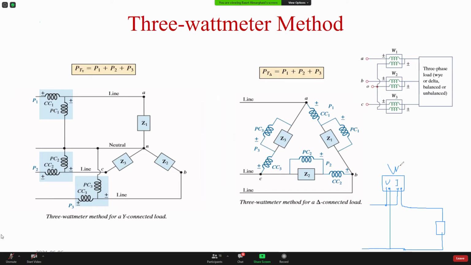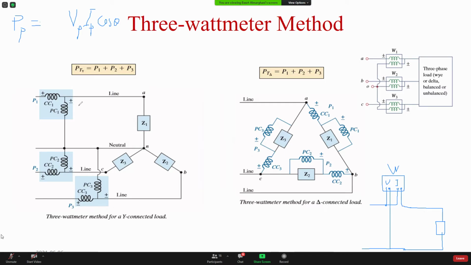It has two coils. One coil is to measure the current, one coil is to measure the voltage. To know the power, you have to know the voltage and you have to know the current. This is per phase, so it's just phase voltage, phase current, and cosine of the angle between them. Once the wattmeter measures the current and the voltage, it will find the angle between them. So this is single phase.